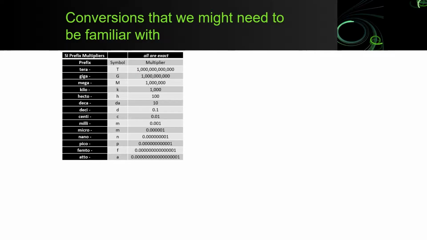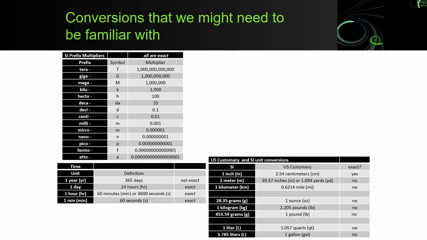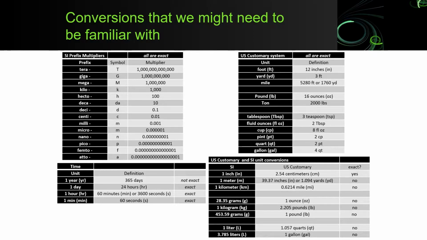Obviously, we need to know all the SI prefix multipliers, a variety of US customary to SI unit conversions, and time units. I know it seems inconvenient, but until the whole world goes SI, it will be helpful to have a number of US customary units at hand too. And don't forget, we have the derived unit of volume, where the volume is defined as a length unit cubed. The most important SI conversion to remember for volume is that 1 milliliter is exactly equal to 1 centimeter cubed.